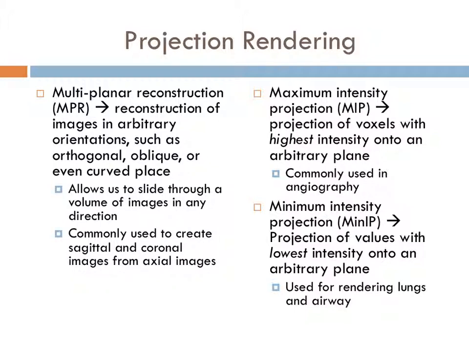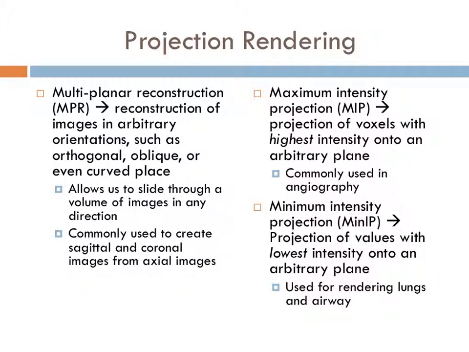A maximum intensity projection, which is a MIP, which we just mentioned on the last slide, is the projection of voxels with the highest intensity onto an arbitrary plane. MIPs are commonly used in angiography with contrast or CTA exams to extract vascular structures from CT or MRI data sets. A radiologist will use a MIP to examine high attenuation in the pulmonary arteries to assess for any pulmonary emboli that are present.